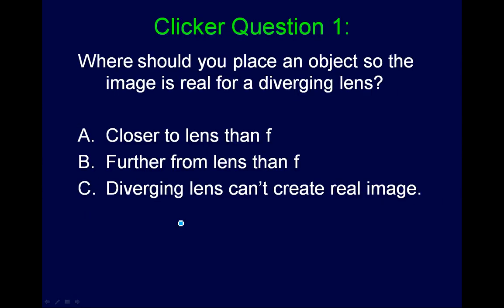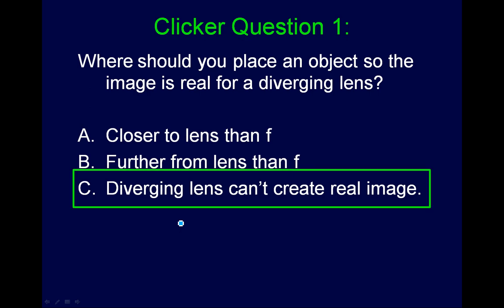Let's try a few examples dealing with lenses. So here we have a clicker question: where should you place an object so that the image is real for a diverging lens? Think about this, maybe pause for a second and we'll talk about it. All right, so similar to a mirror, this diverging lens cannot create a real image. This is the same thing for a convex mirror, if you remember.